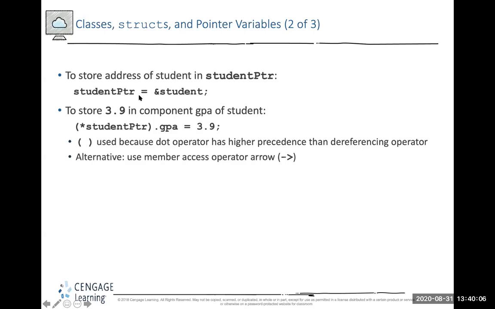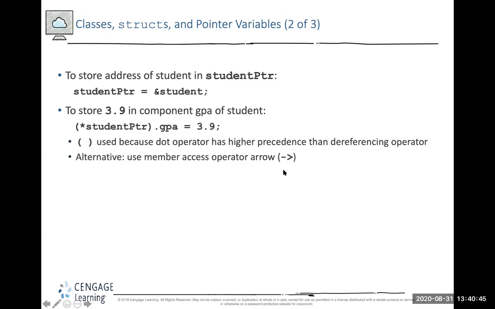Now, how do you change the value of a member of that structure? So here's one way of doing it. You dereference that pointer with the asterisk operator. And then once you have that dereference, essentially this is equivalent to the student object, the actual structure object. And then you use the dot operator, which is the member access operator, to access the member of that structure. So this is one way of doing it.